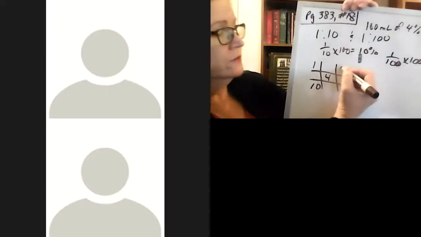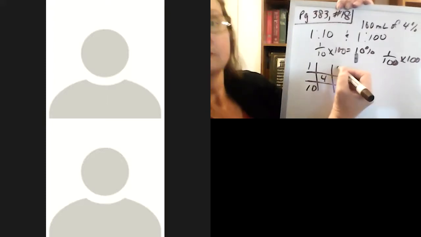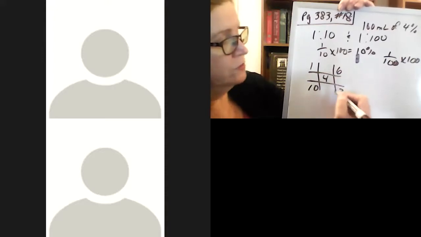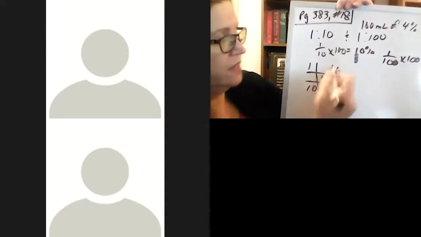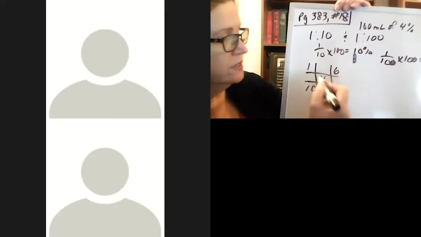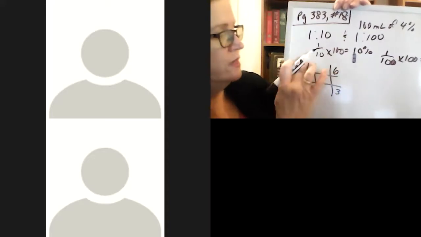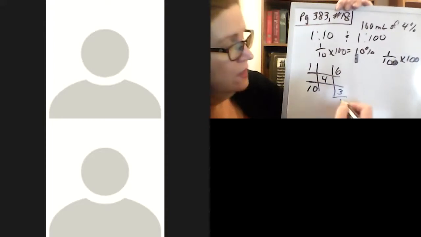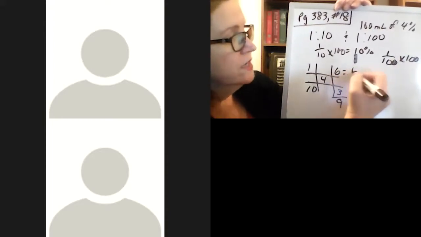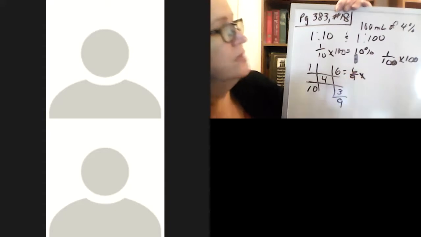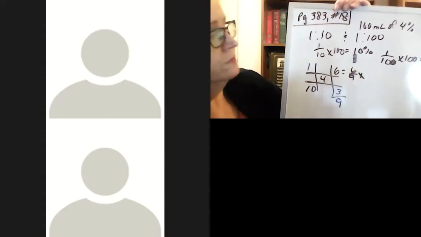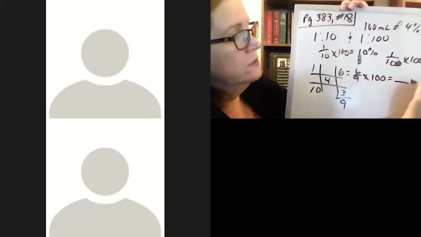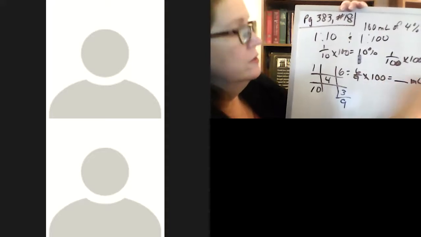So what goes here? 6. And what goes down here? 3, because we're subtracting diagonally. 10 minus 4 is 6, 4 minus 1 is 3. And what's my total number of parts? 9. So 6/9 times how many milliliters? 100. 100 is going to give me a certain number of milliliters of, which one again?